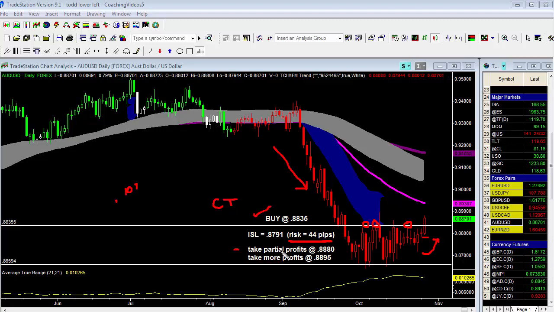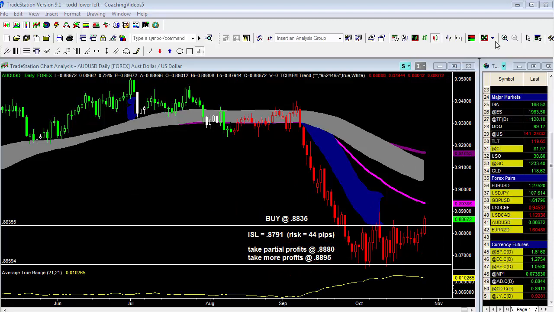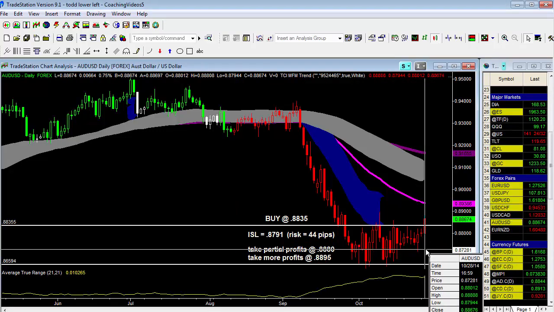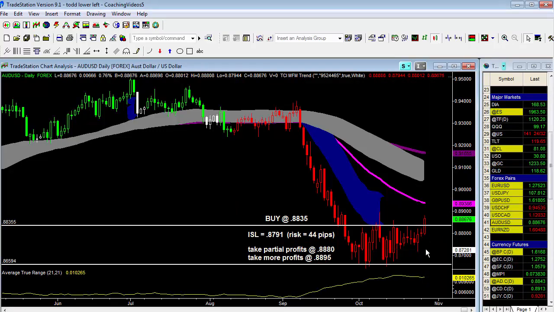I would look to take partial profits, and it's already hit this. Take partial profits at 88.80, looking at about 45 pips, and then more profits at 88.95. These are your objectives, okay? Let's take a look to see where it's traded so far last night. It traded up to 88.80.